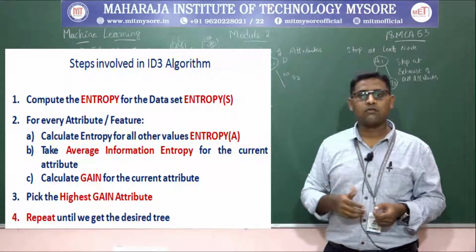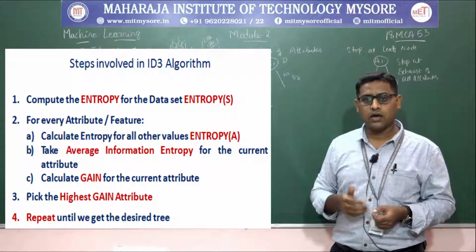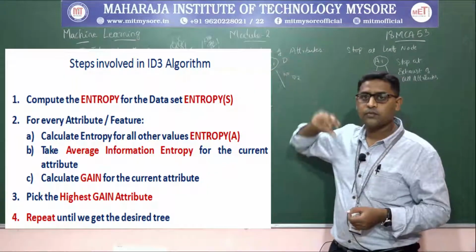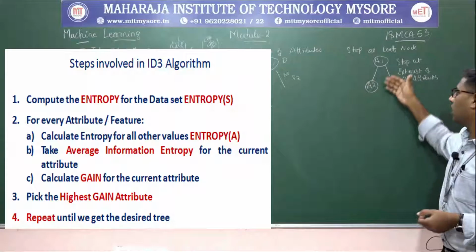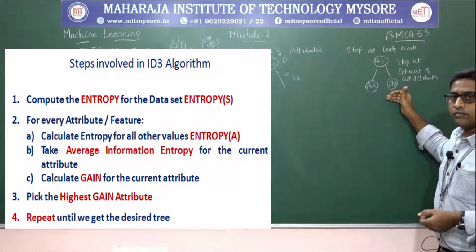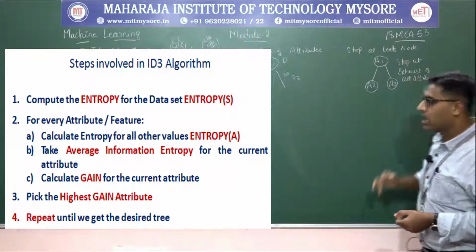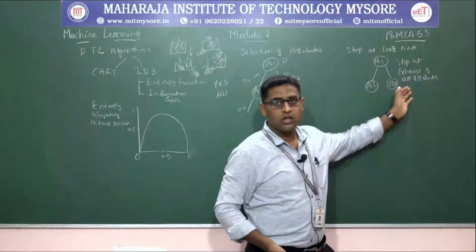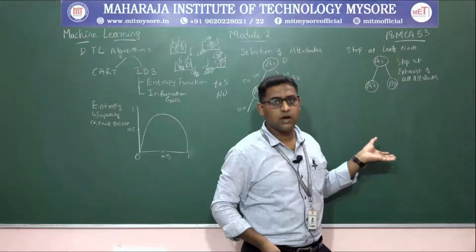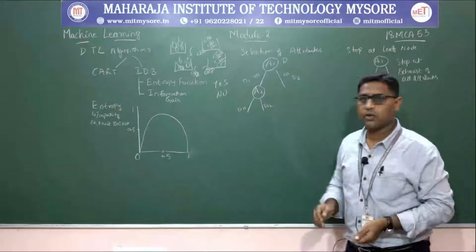The attribute with the highest gain will be selected as the root node, and this will be repeated until all the attributes are exhausted. That means once you have computed the algorithm for all the attributes, it will stop.